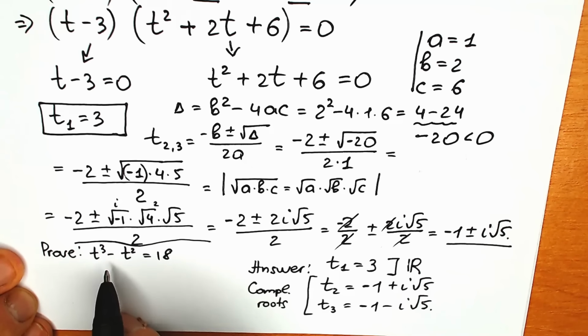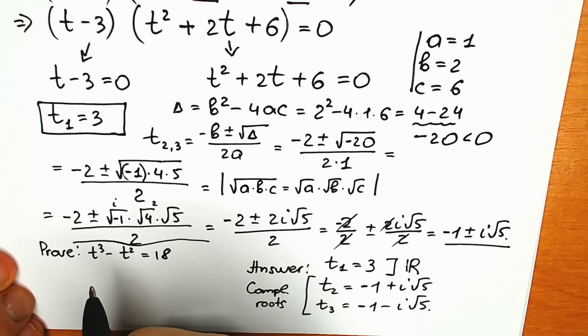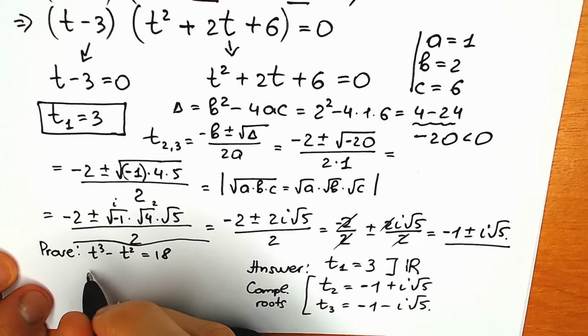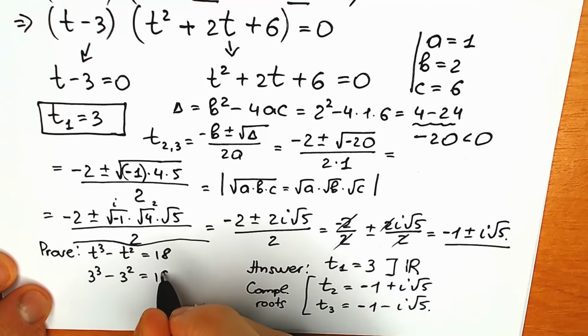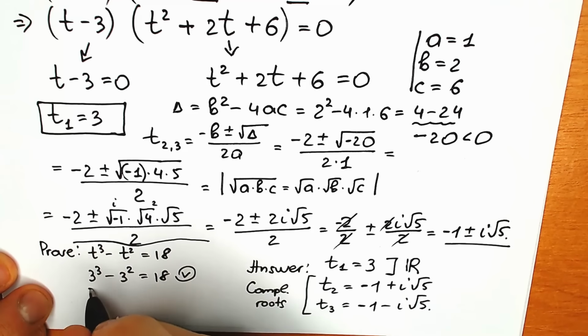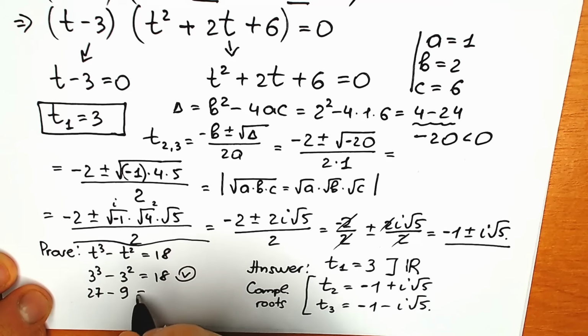Yeah, a lot of students might be saying, okay, t equal to 1, there's no root, t equal to 2 doesn't work, t equal to 3, yeah, we have 27 minus 9, because then we have 3 cubed minus 3 squared equal to 18, and this is a correct expression, because 27 minus 9 equal to 18.